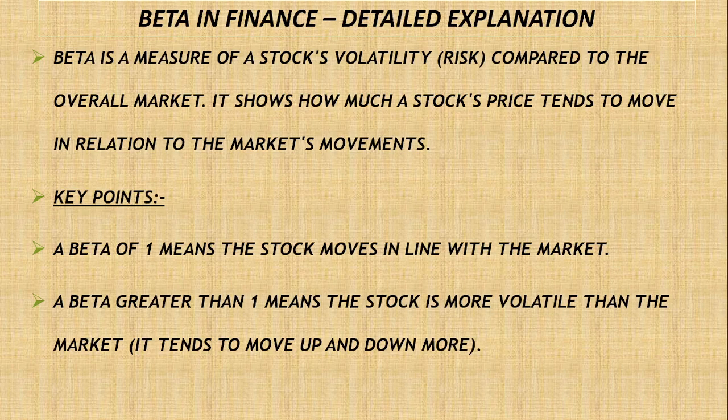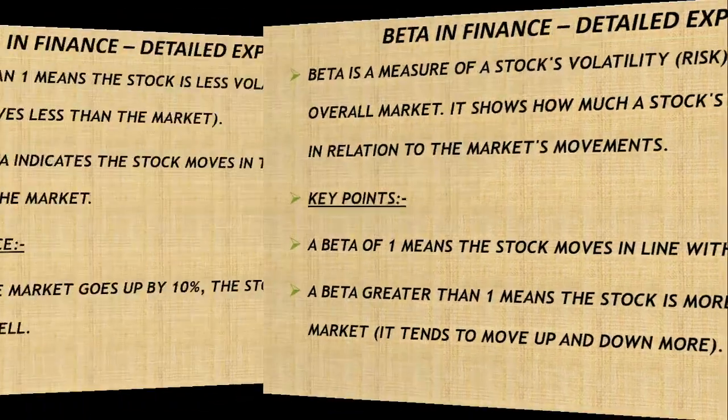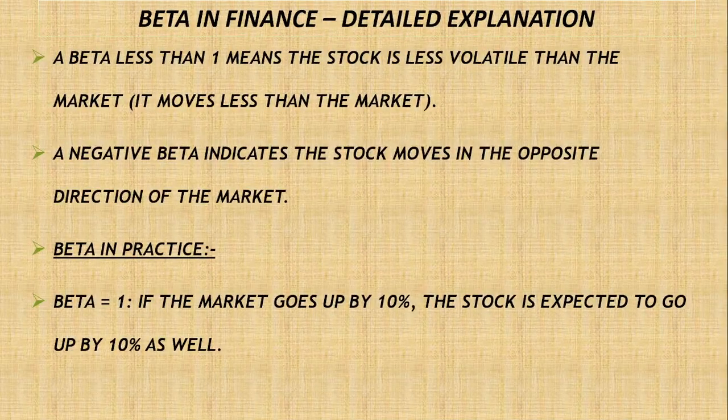Key points: a beta of 1 means the stock moves in line with the market. A beta greater than 1 means the stock is more volatile than the market. It tends to move up and down more. A beta less than 1 means the stock is less volatile than the market. It moves less than the market. A negative beta indicates the stock moves in the opposite direction of the market.